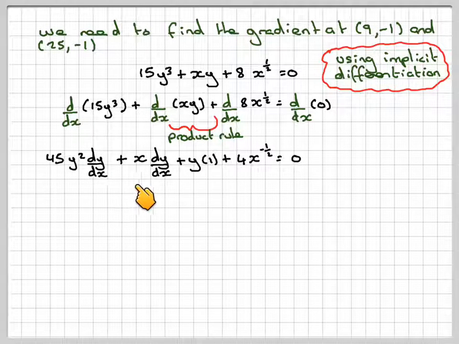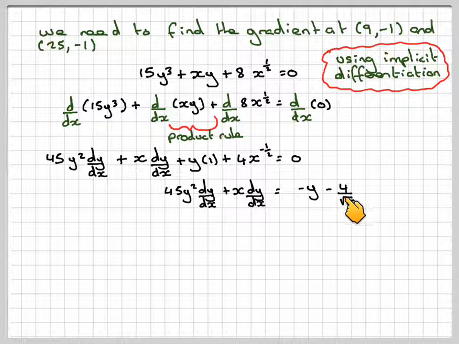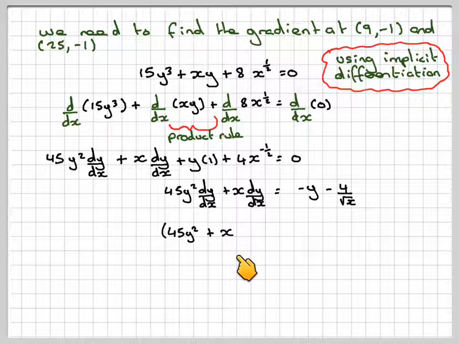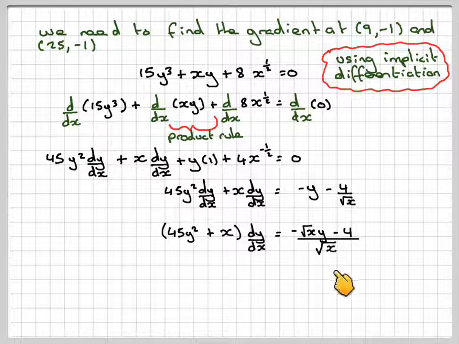Okay, so we've got two things here with dy by dx on. So we'll write them here, and we'll take the other two to the other side. So it's going to be minus y minus 4 over root x. Now, it'd be good to put this over a common denominator. So just leave this as it is, but taking out the common factor of dy by dx, so we get 45y squared plus x, and then we get dy by dx here. And then what I'm going to do is write this as minus root x times y minus 4 all over root x. So just put this over a common denominator of root x.